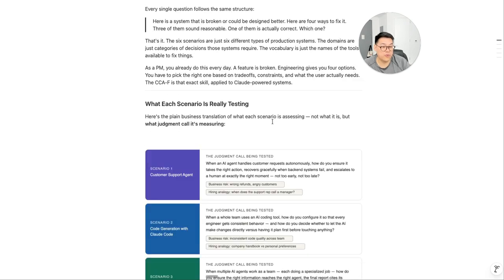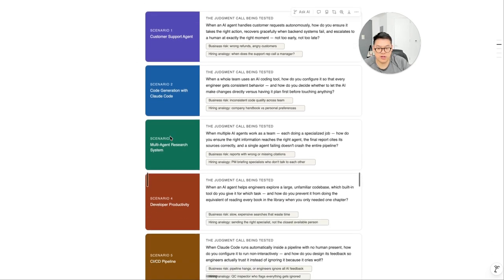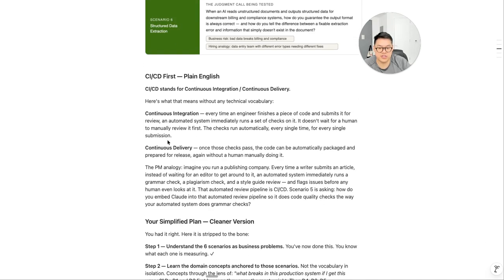Now we know what kind of game we're going for, so what each scenario is really testing for. Scenario 1, scenario 2, scenario 3, scenario 4, scenario 5, scenario 6.